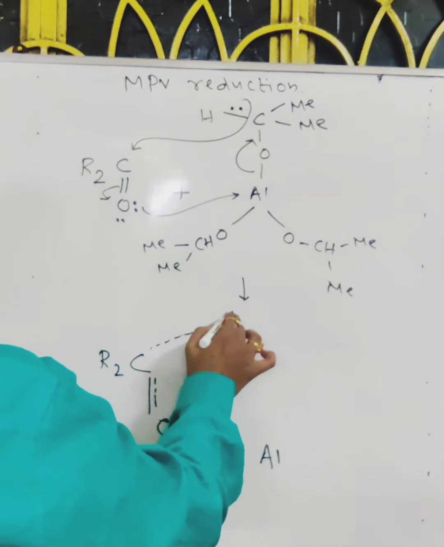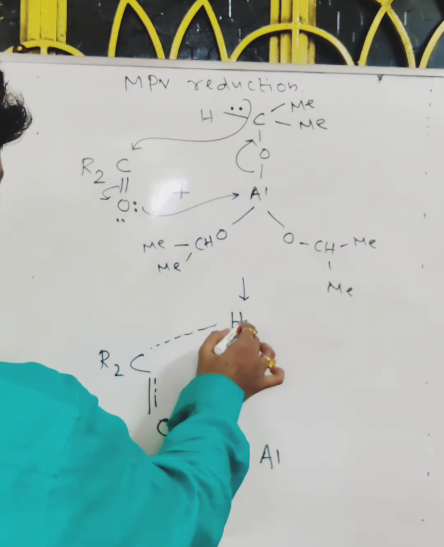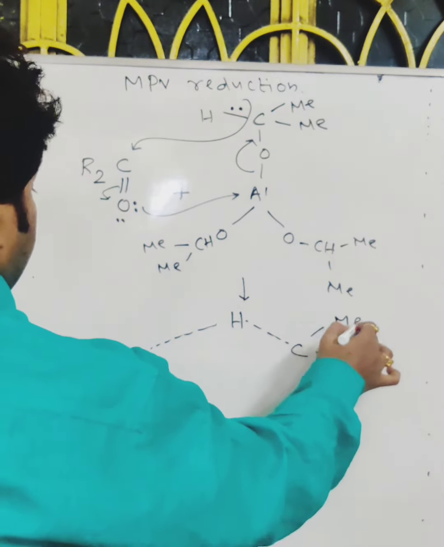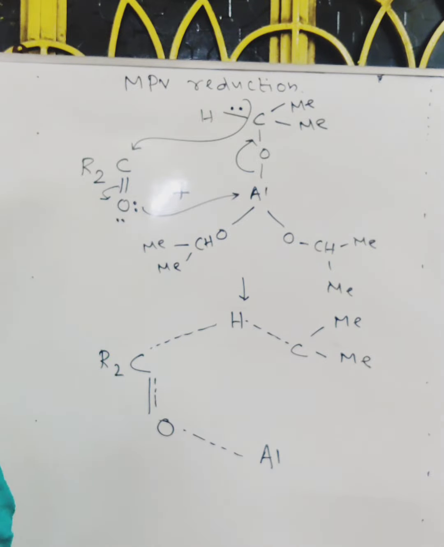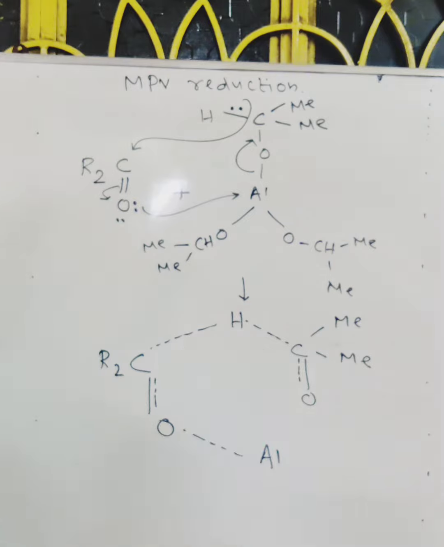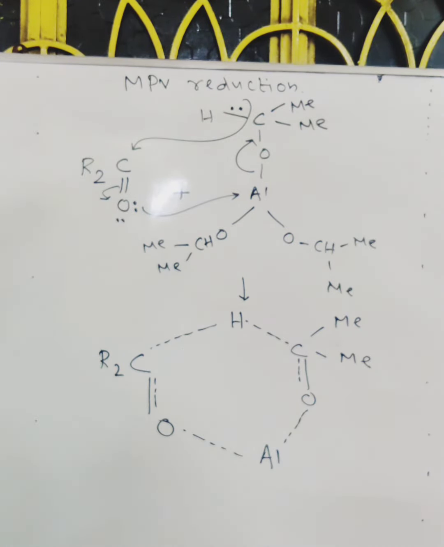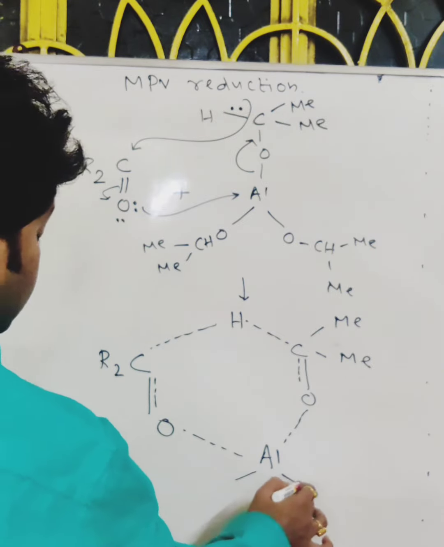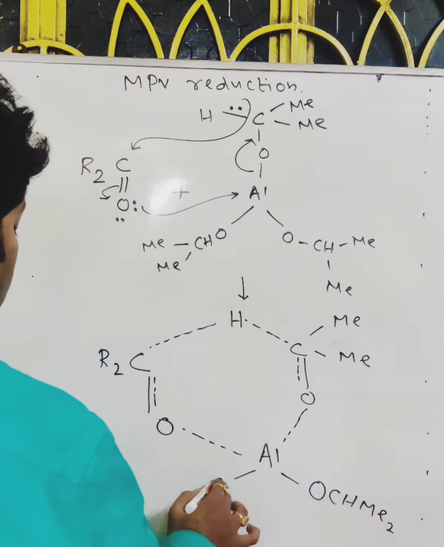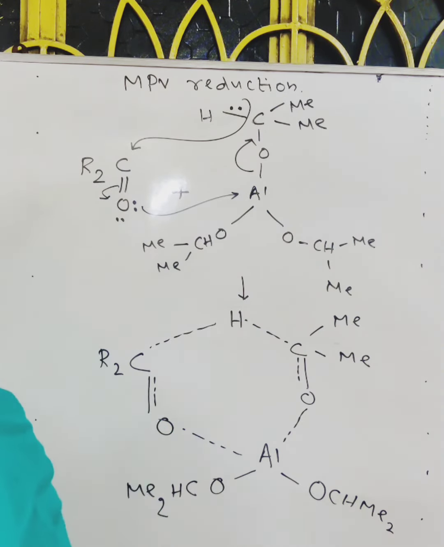The C is going to make the bond with the hydrogen. This bond is going to be broken with the carbon. Nothing is going to happen with this Me. This carbon and this oxygen are making a new relationship, correct? This oxygen and this aluminium bond is going to be broken. This side we have OCHMe2, OCHMe2, correct? Can you think about it?